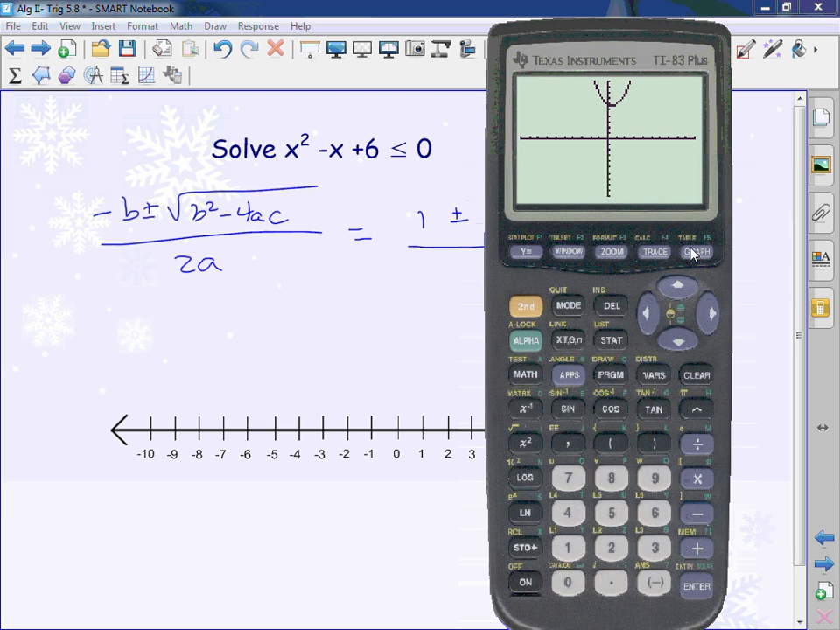It's up there. And I want it, what? I want this less than or equal to 0. Does this ever go less than 0? No. No solution on this one. There's a mistake in it.